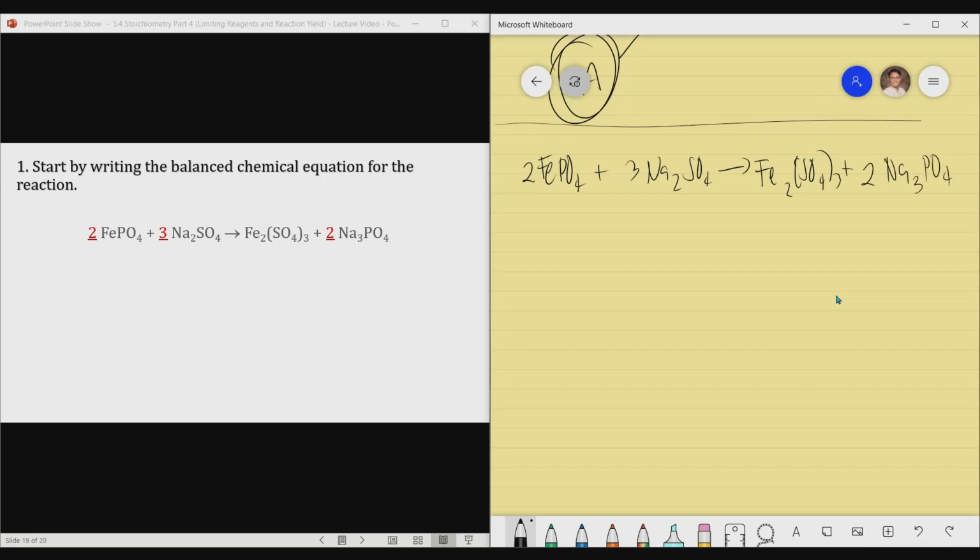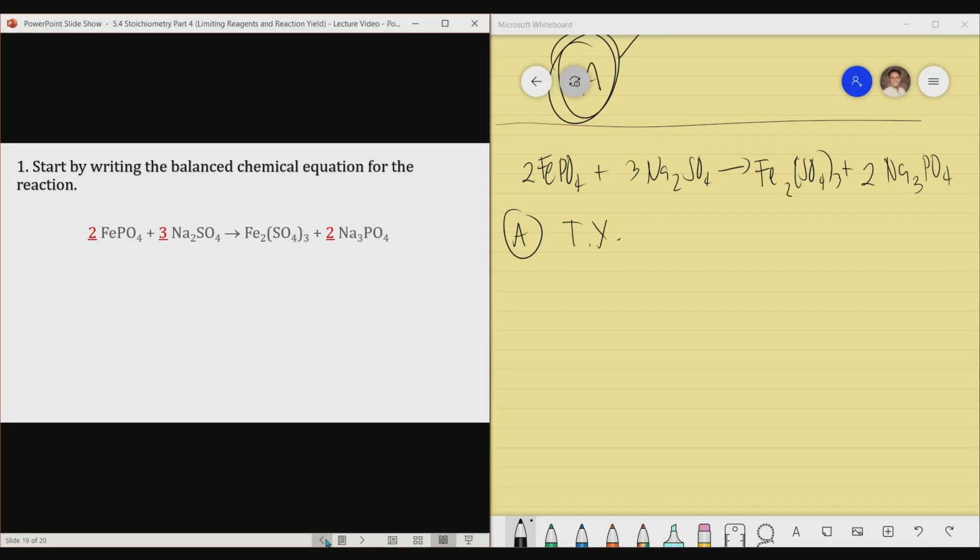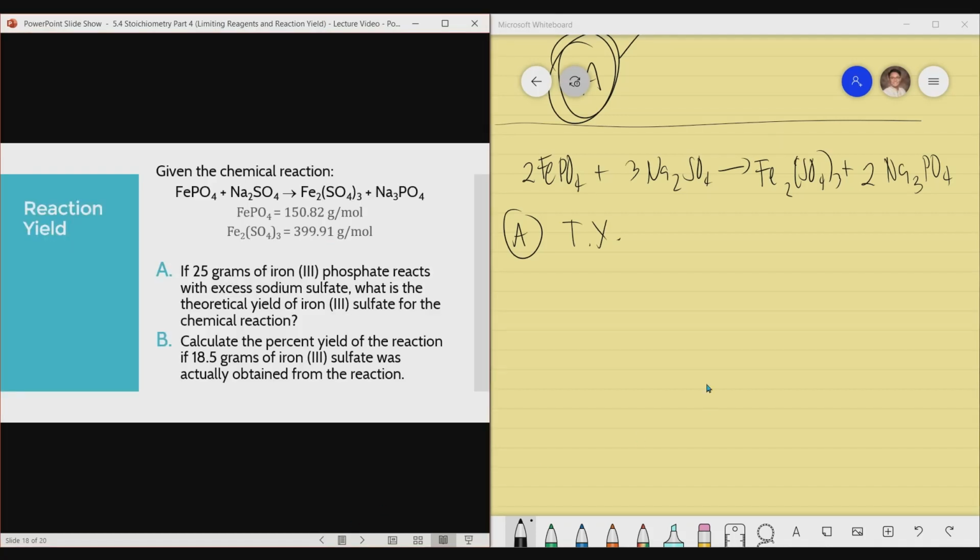Okay. So next is compute for the theoretical yield. So we'll be computing for letter A, your TY. So let us look at the given, going back. Our given is 25 grams of iron 3 phosphate, so FePO4. So that means we need to compute for the theoretical yield.